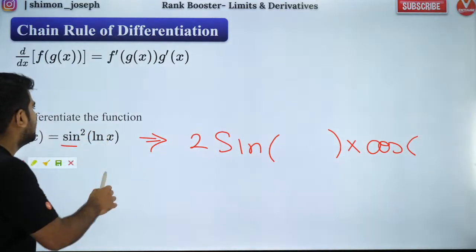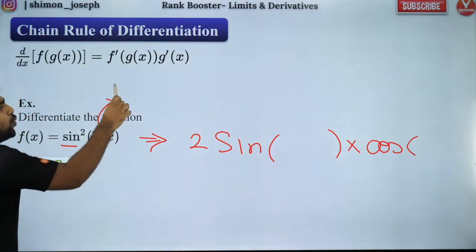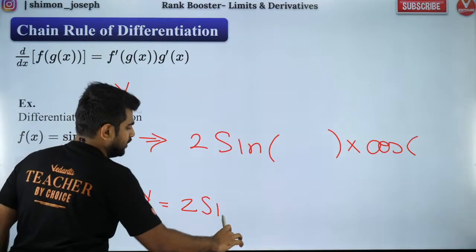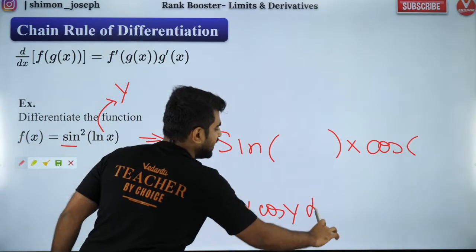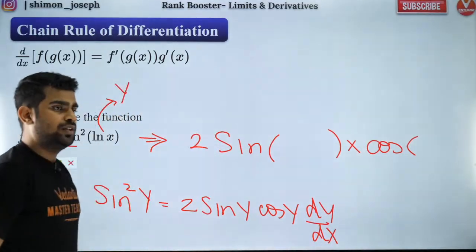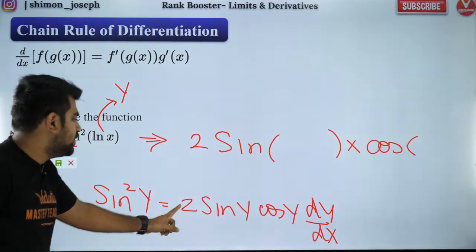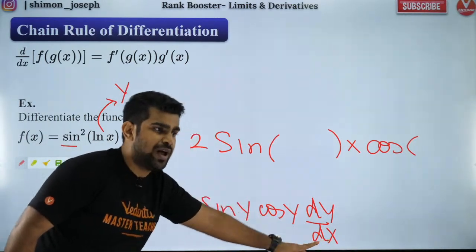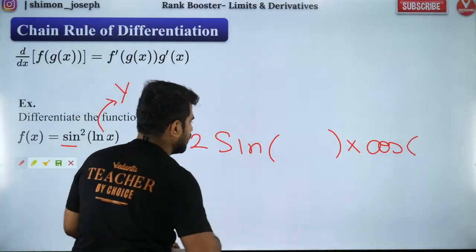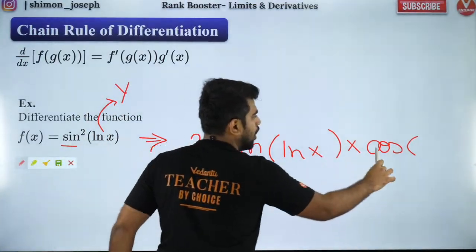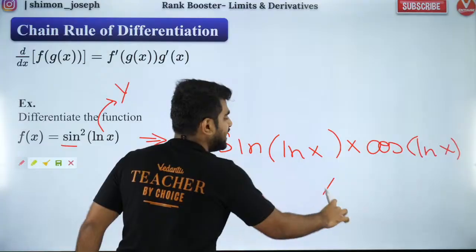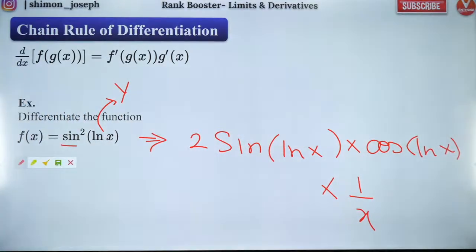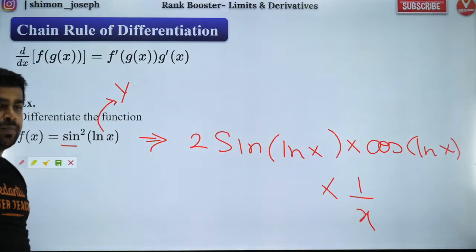So let's say instead of this, I had y. If I differentiate sine square y, it will be 2 sine y cos y dy by dx. Isn't that correct? The derivative of sine square y is 2 sine y, the derivative of sine is cos y, and the derivative of y is dy by dx. So that is exactly what I am doing. So it will be 2 sine ln x cos ln x into the derivative of ln x, which is 1 by x. So this is the answer. This is what is meant by chain rule.